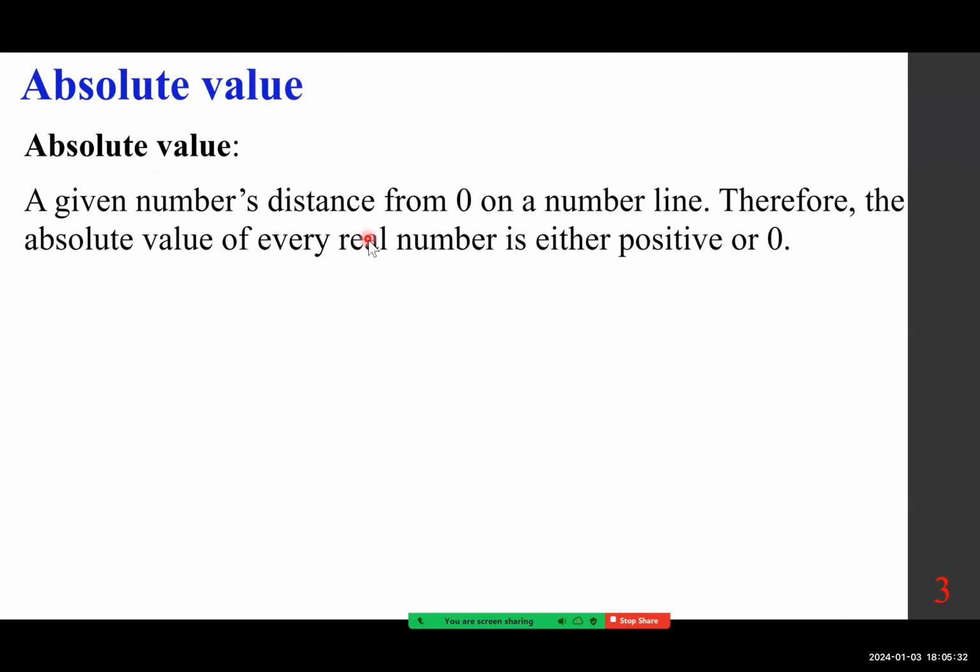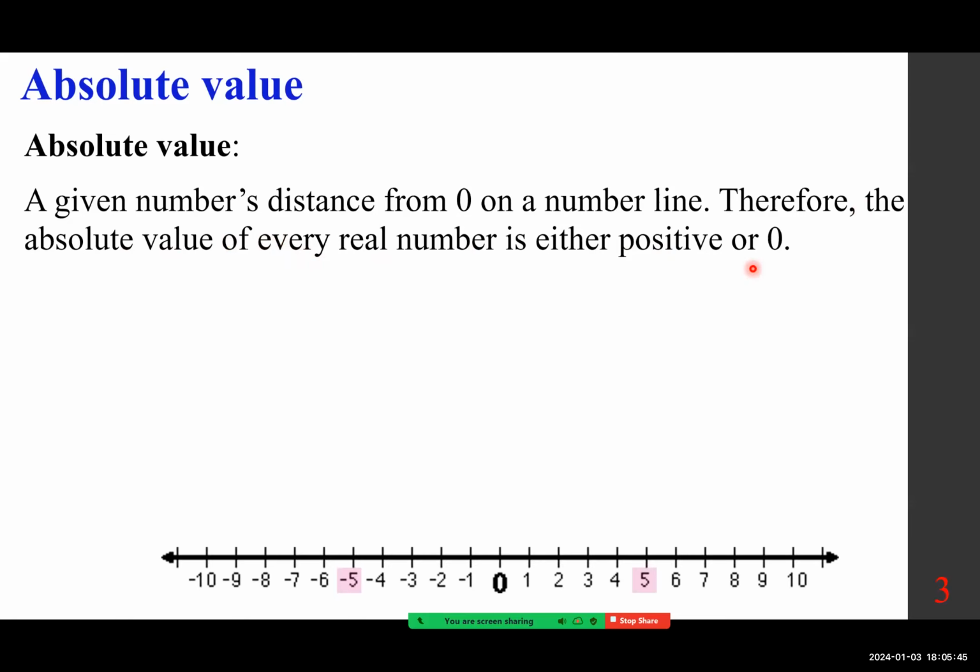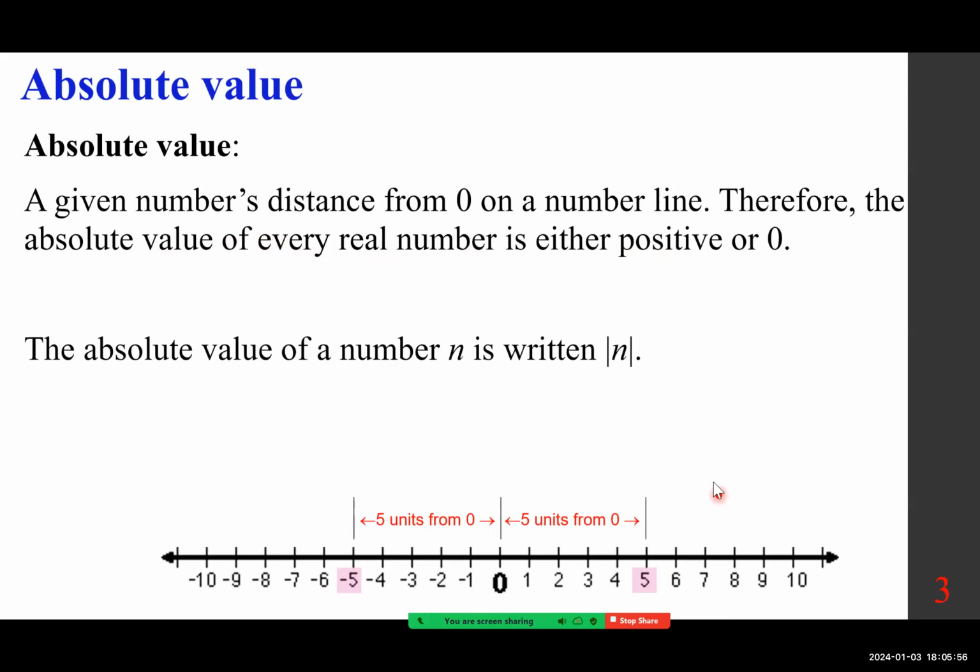Absolute value: a given number's distance from zero on a number line. That's the definition of an absolute value. Therefore, the absolute value of every real number is either positive or zero. Look at this distance, 5 units from zero. Look at this distance, 5 units from zero. Both of them have the same absolute value, namely 5. The absolute value of a number n is written as |n|. The absolute value of 5 is 5. The absolute value of negative 5 is also 5. So opposite numbers have the same absolute value.